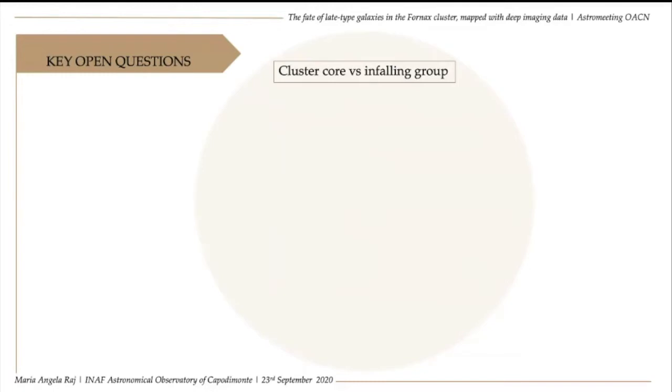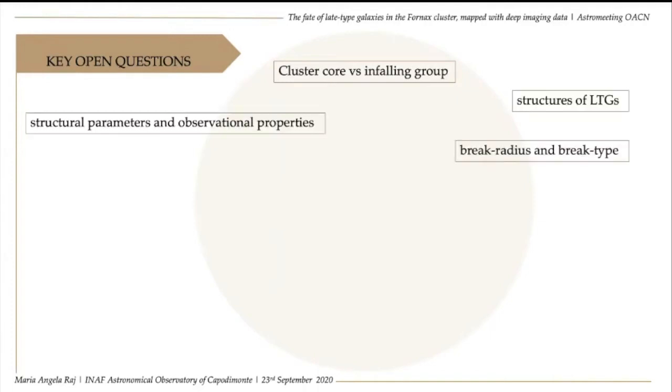First of all, we're looking at two different environments, the cluster core and the infalling group. The questions are: how different are the structures of late-type galaxies in these two environments? What about their structural parameters and observational properties? How different is the break radius and break type?